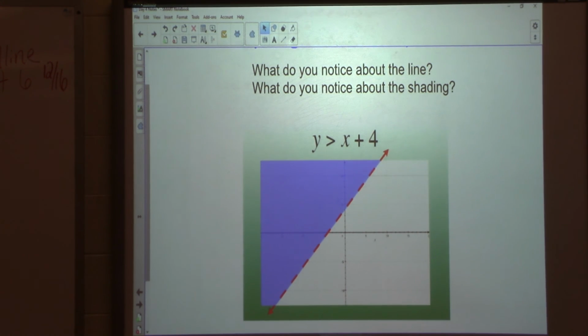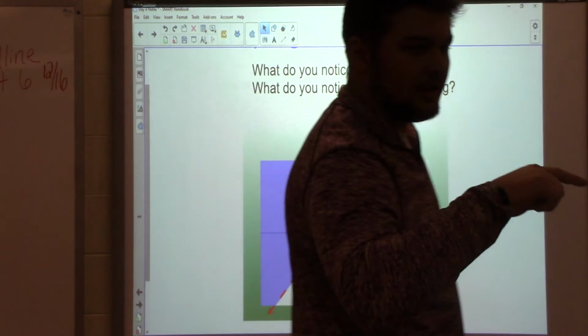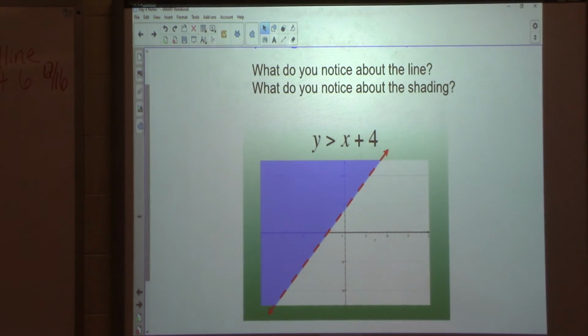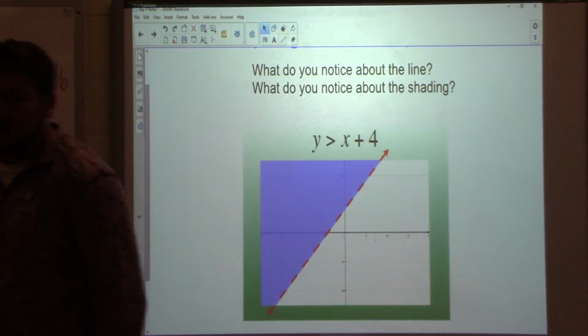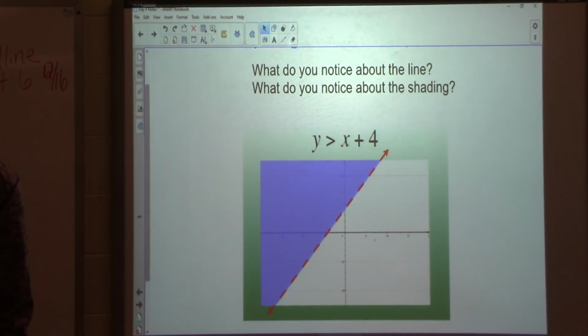Yes. Just like on a number line, we had the open or the filled-in circle, we're going to have a dashed and a solid line. If it's "or equal to," if we can include the points on our line in our answer, it's going to be a solid line. If it's a dashed line, that means it's not "or equal to." It means we can't include anything on that line in our actual solution set. All right?